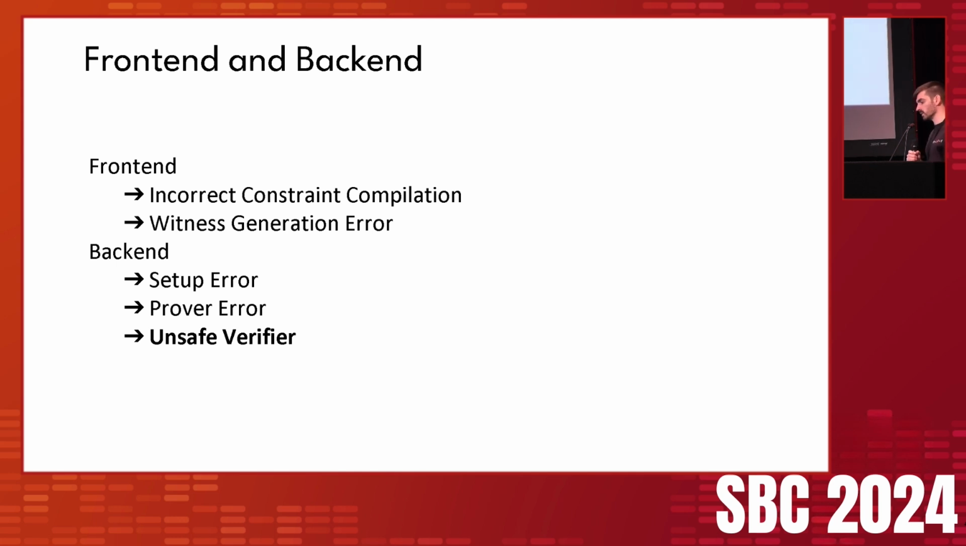And in the backend, the most common error is unsafe verifier. And verifiers can be either handwritten or automatically produced, and it's pretty common to have some issues there. Most of those issues have been detected through auditing, whereas for some other bugs, it's either through disclosures or the teams working on the protocols have identified them.